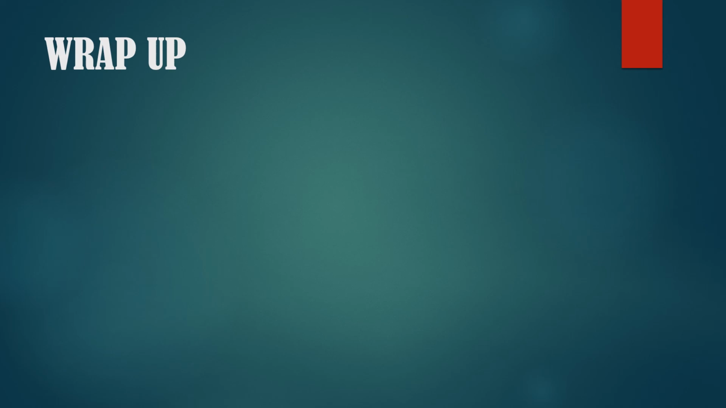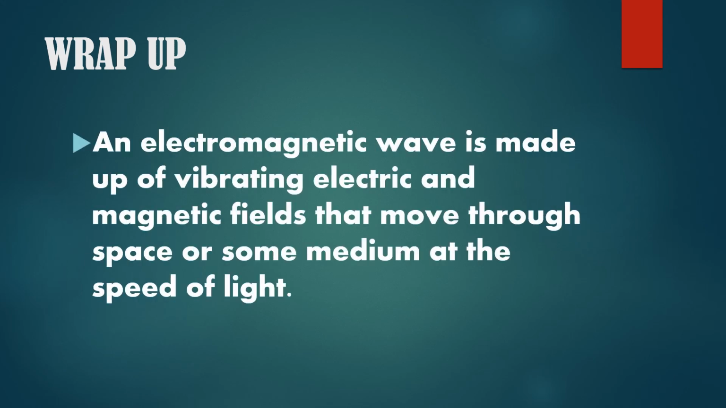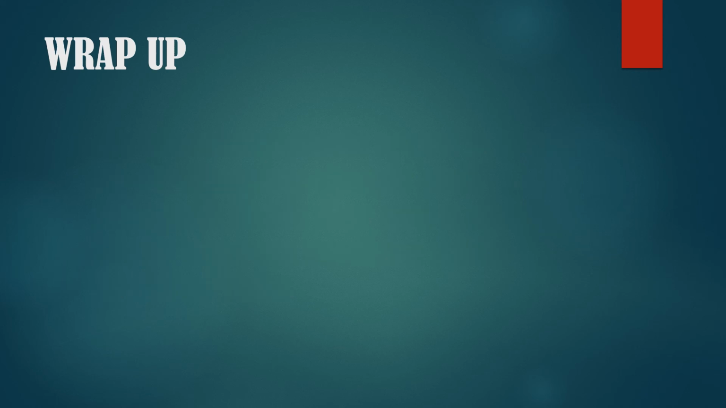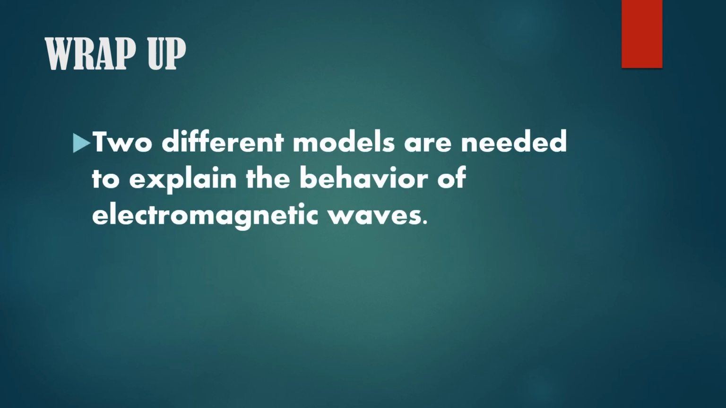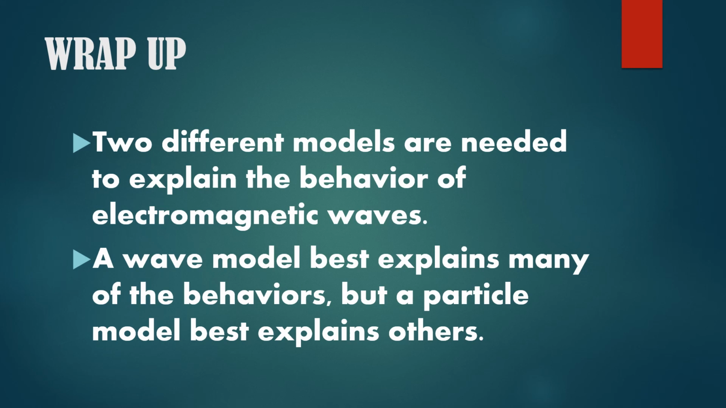So to wrap up everything in this lesson, you have learned that an electromagnetic wave is made up of vibrating electric and magnetic fields that move through space or some medium at the speed of light. You were able to learn also that two different models are needed to explain the behavior of electromagnetic waves. Namely, a wave model best explains many of the behaviors, but a particle model best explains others.